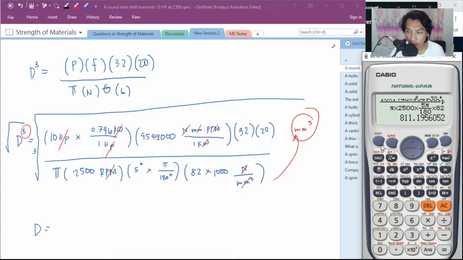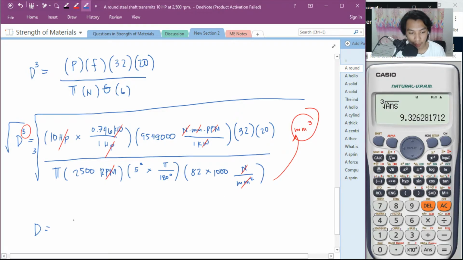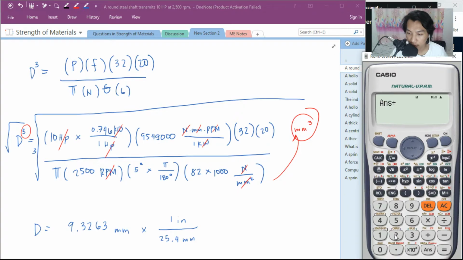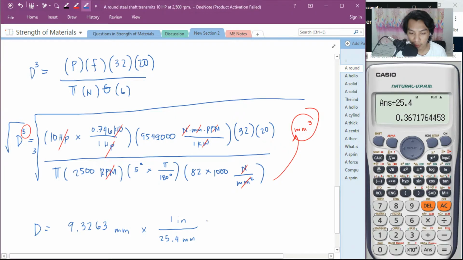Ngayon, i-cube root natin yung answer. Okay, that is 9.3263 mm times 25.4 mm 1 inch. Divide na lang natin ng 25.4. Now, ilang inches yan? That is 0.3672 inches. Okay? That is the answer for problem number 1.